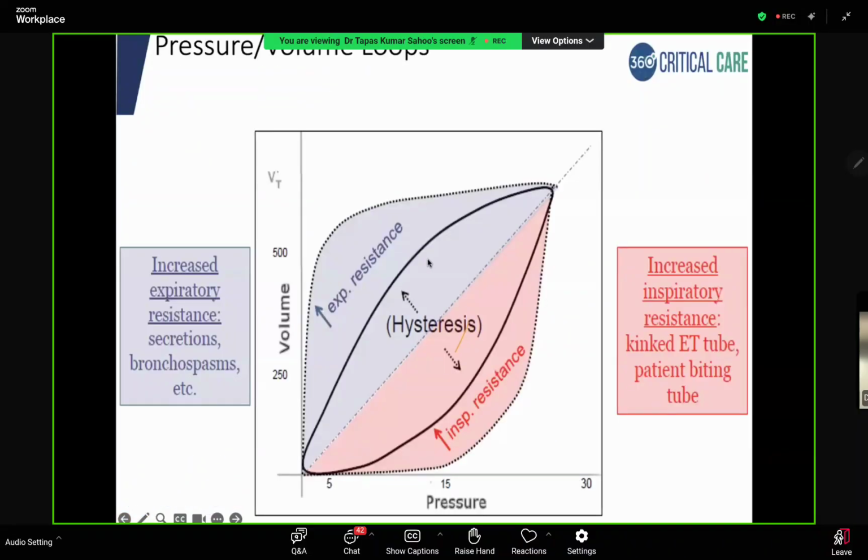Sorry. So you can see here, this would be the normal thing. Now what is happening? If there is increased expiratory resistance because of secretions or bronchospasm, it is getting stretched here, right? And if you are getting increased inspiratory resistance, like a kinked tube or patient biting, that means your inspiration is not being delivered in a proper way, so it is again getting stressed.